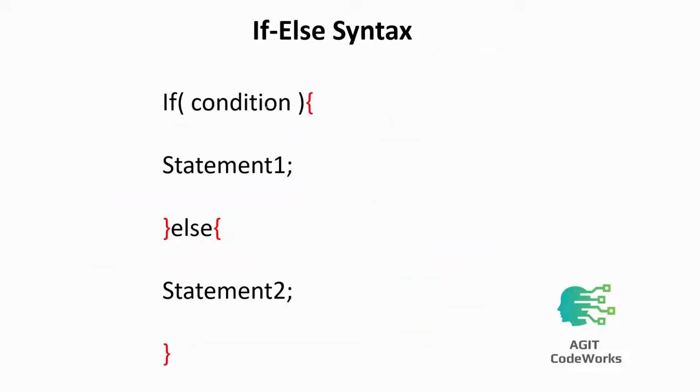All right, let's look at the syntax. By syntax here, I'm talking about the rules for executing a particular algorithm or a particular statement. The way it works is I have my if, then a condition. If this condition returns true, the first statement is executed, while if this condition returns false, the second statement is executed.